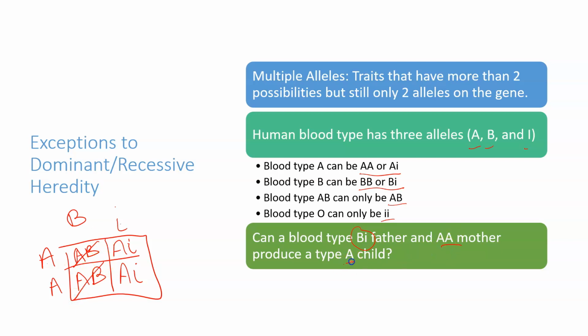We want a blood type A child. This is an A child, and this is an A child. So there would be a 50% chance of having a type A child. So same general ideas, you just have to be careful. If I had worded this question as a blood type B father, you'd have to do 2 different Punnett squares because you wouldn't necessarily know if it was BI or if it was BB.